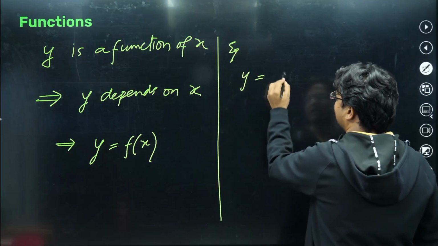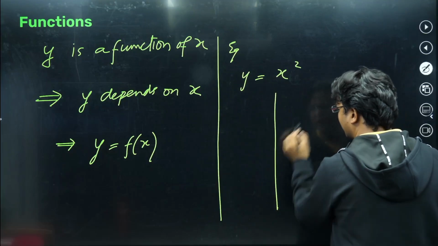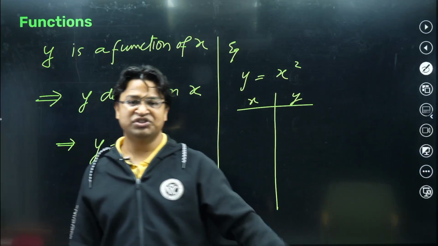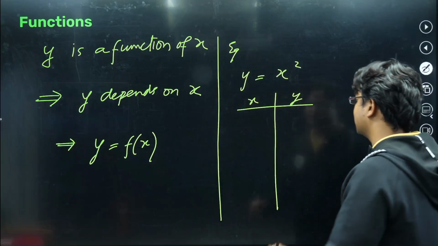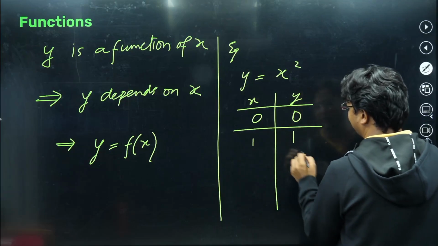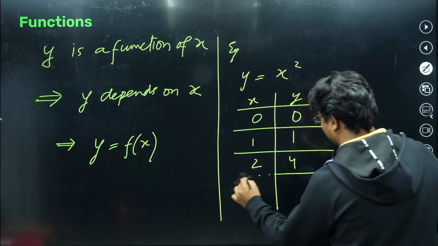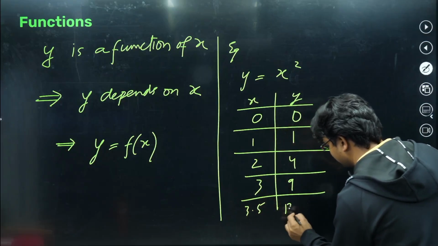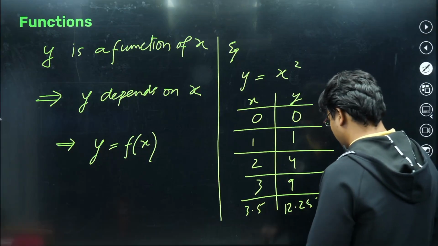Suppose I write y is equal to x square. Now you can notice that based on the value of x that you are choosing, y will change. For example, if you choose x as 0, y is 0. If you choose x as 1, y is 1. If you choose x as 2, y is 4. If you choose x as 3, y is 9. If you choose x as 3.5, then y is 12.25.